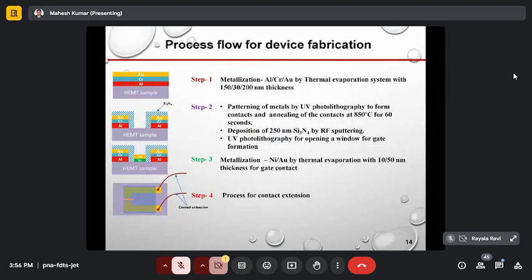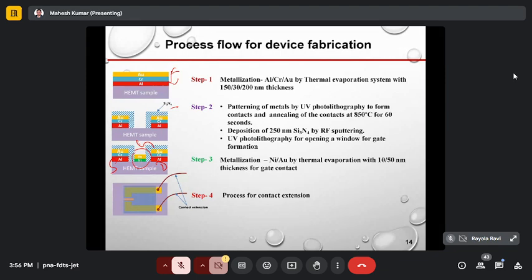Once we get the wafer grown by MOCVD, we deposit a tri-metal of aluminum, chrome, and gold, and then by lithography we open a window and deposit a silicon nitride layer, and at the gate we deposit nickel and gold. So particularly this is the high electron mobility transistor. We have the source, we have the drain, and here we have the gate. You can see this is the complete device schematic diagram.